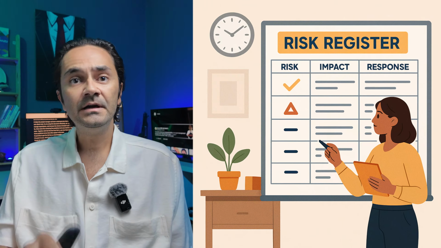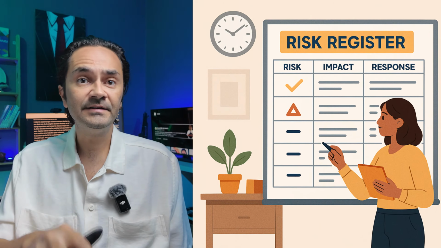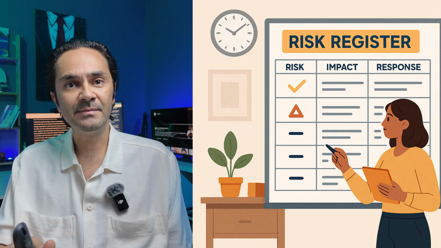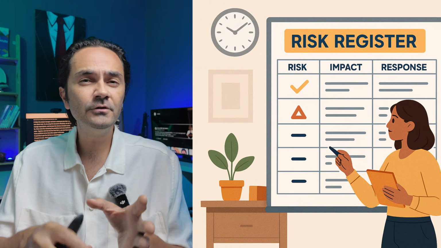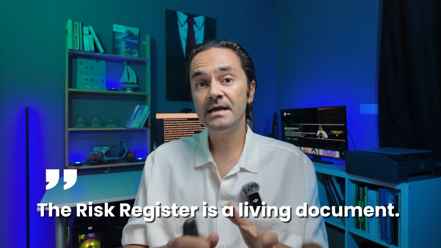In the risk register, we list all identified risks, describe their possible impact, and note how we plan to respond to them. So it helps the project team stay prepared and take action before risks turn into real problems or missed opportunities. The risk register is a living document.